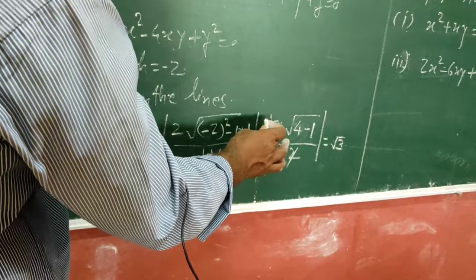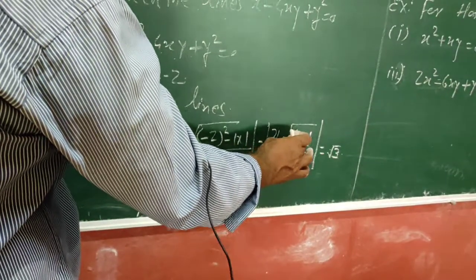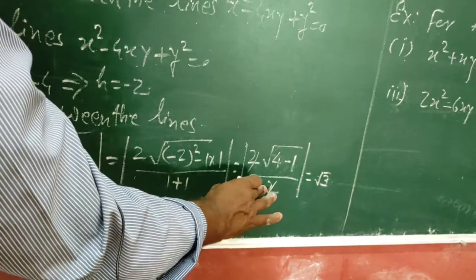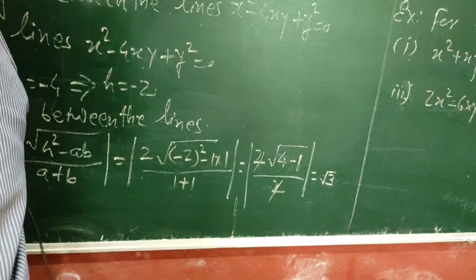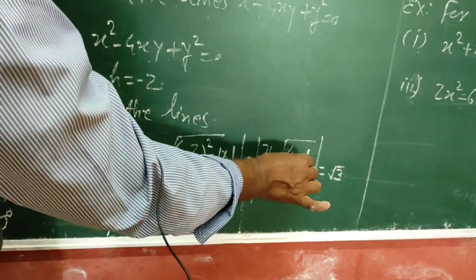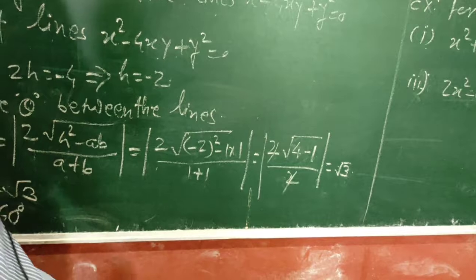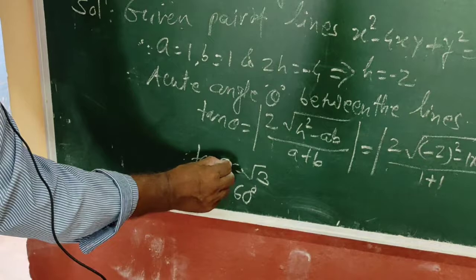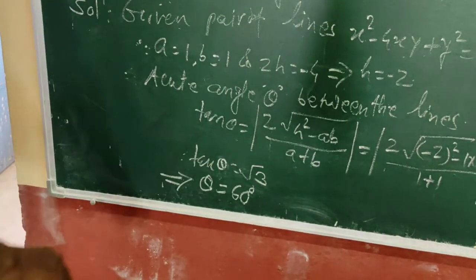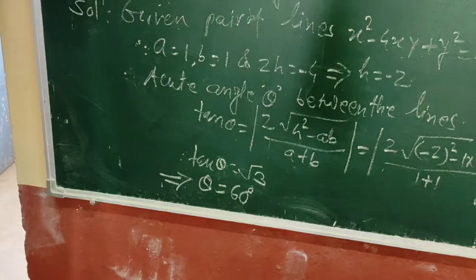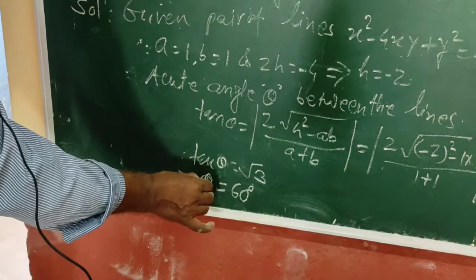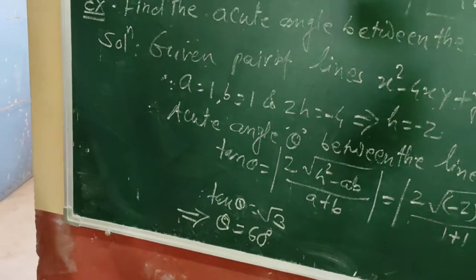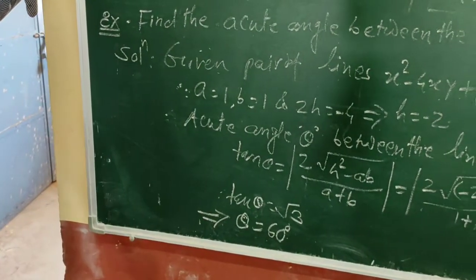Simplify it. This is 2 into square root of 4 minus 1 divided by 2, a plus b, that is 1 plus 1 is 2. So here 2 gets cancelled and you will get square root of 4 minus 1, directly we can write square root of 3. So tan theta is equal to root 3. This means that as tan theta is equal to root 3, the value of theta, that is the acute angle, is equal to 60 degrees. So in this way we can find the acute angle between them.